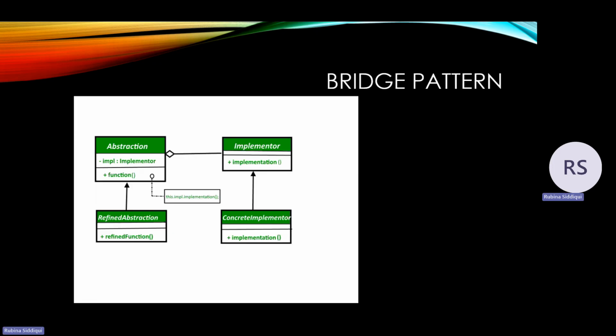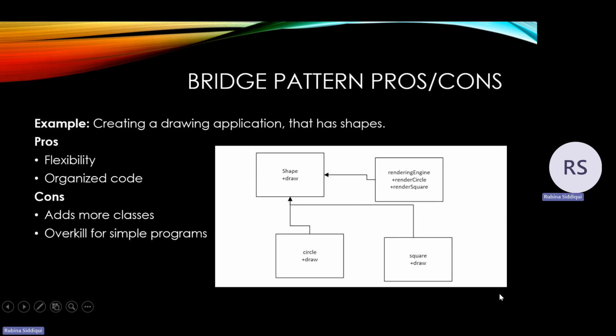So we have a bridge pattern, and this is an example of one. You have abstraction with the implementer, and they all basically go into the abstraction or the implementer. So the bridge pattern pros and cons. The bridge pattern decouples an abstraction from its implementation so that the two can vary independently. Developing a drawing application that supports multiple types of shapes and multiple renderings would be an example. And that's my example, creating a drawing application that has shapes.